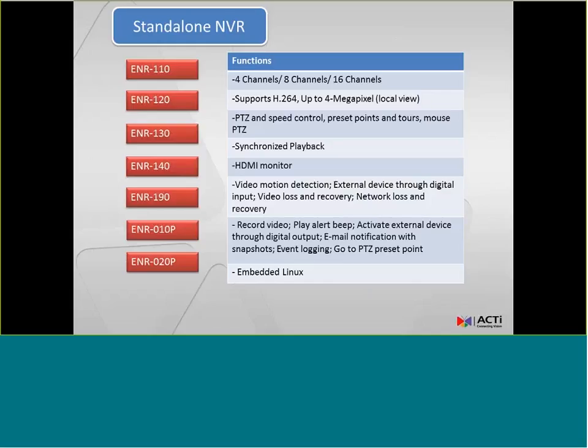So the maximum number of channels are 4, 8, 16. All of them support H.264. The local view is going to be up to 4 megapixels. If I have a camera higher than 4 megapixels, I will have to use remote access or lower the resolution of the camera.